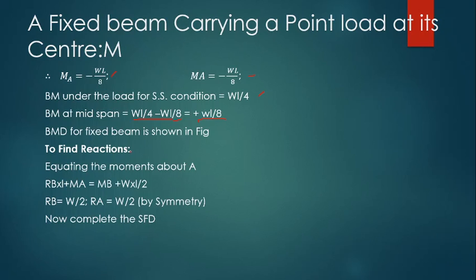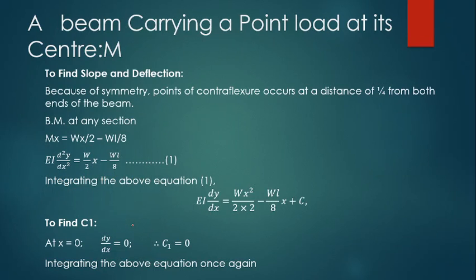For calculating reactions, having known the fixed end moments, you can now calculate the support reactions. Equating moments about A, RB into L plus MA is equal to MB plus WL by 2. When you simplify, MA and MB both are equal, so they get cancelled. RB into L, and L over here get cancelled, simply W by 2, and therefore by symmetry the other reaction is also W by 2. With this you can draw the shear force diagram.